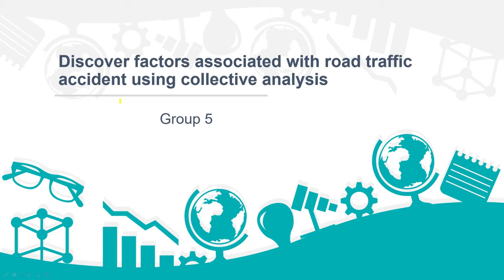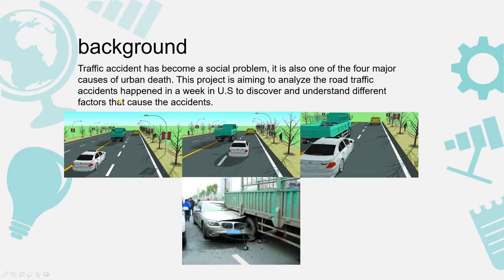Our project is to discover factors associated with road traffic accidents using collective analysis. Traffic accident has become a social problem. It's also one of the 4 major causes of urban death. The government has also investigated and analyzed the causes of traffic accidents.